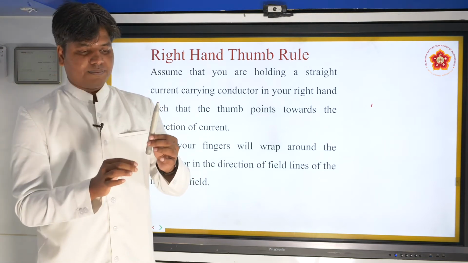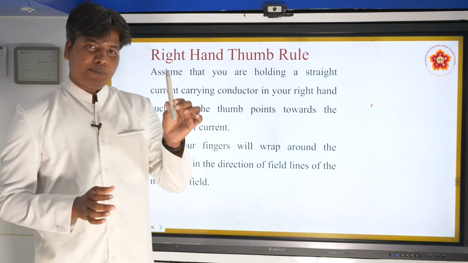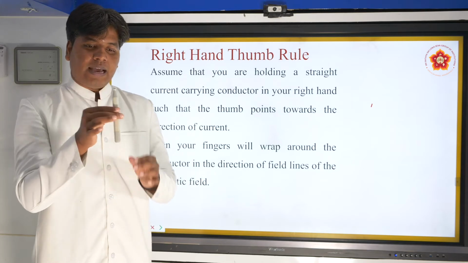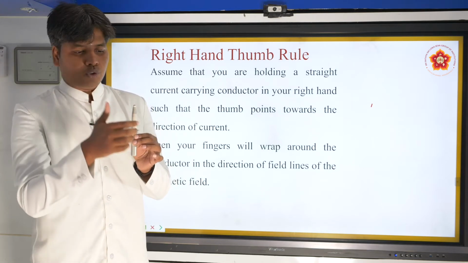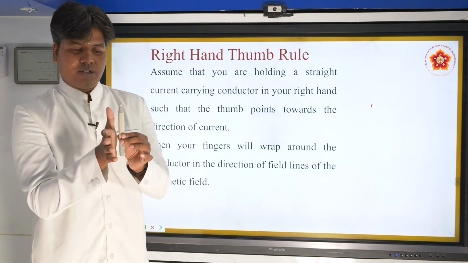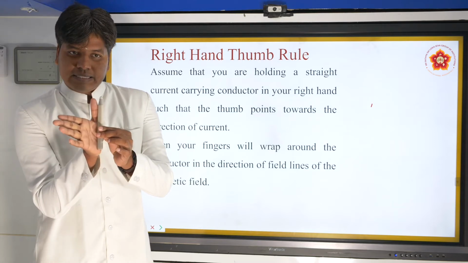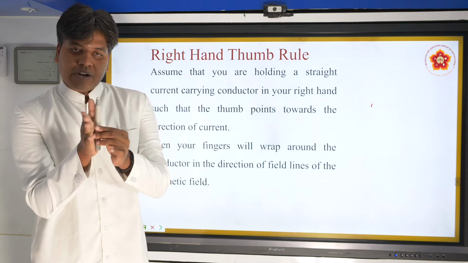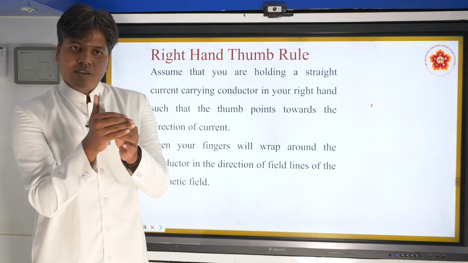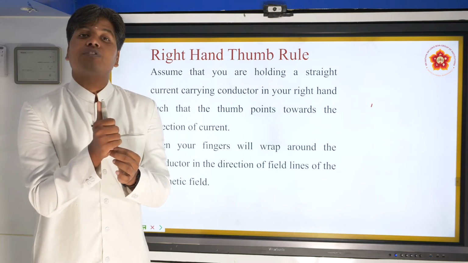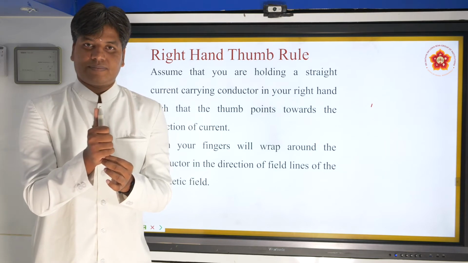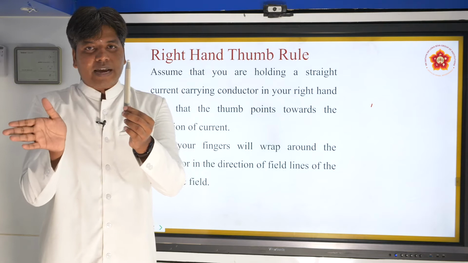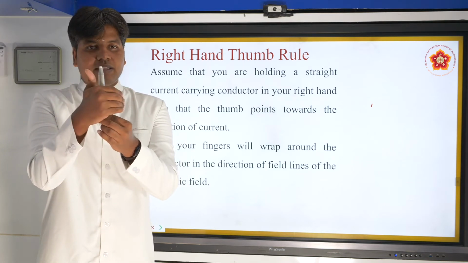What it says is, if I am holding the current carrying conductor in my right hand, and I point my thumb towards the direction of the current, then the rest of the fingers will wrap around. The direction of this wrapping will give me the direction of the magnetic field lines. Understood? If the current is going up, the direction of the magnetic field lines will be in this direction.